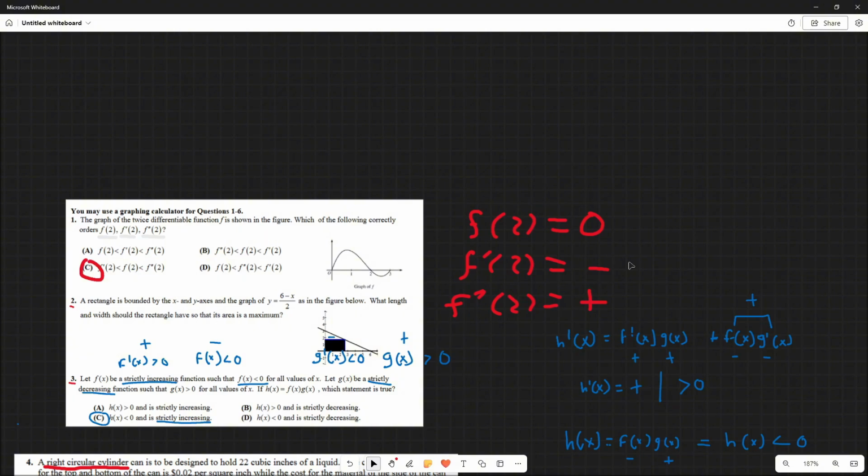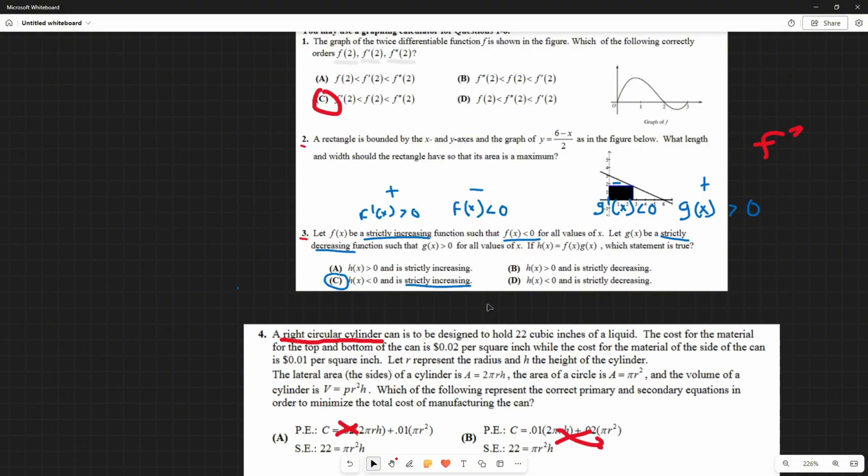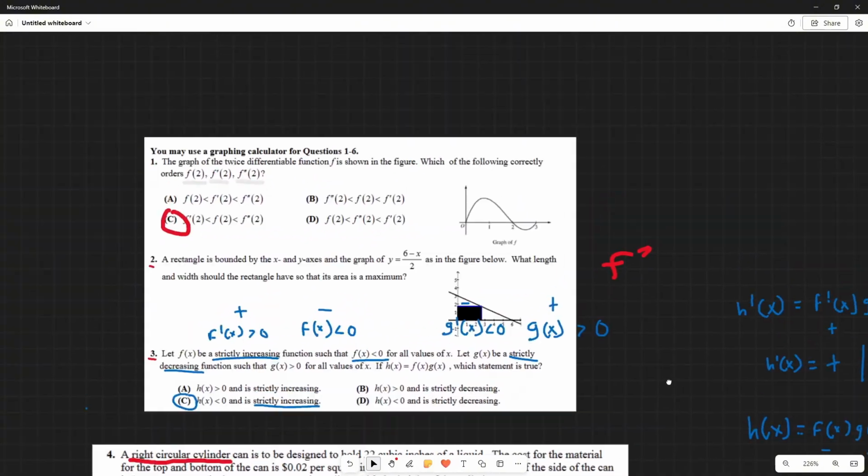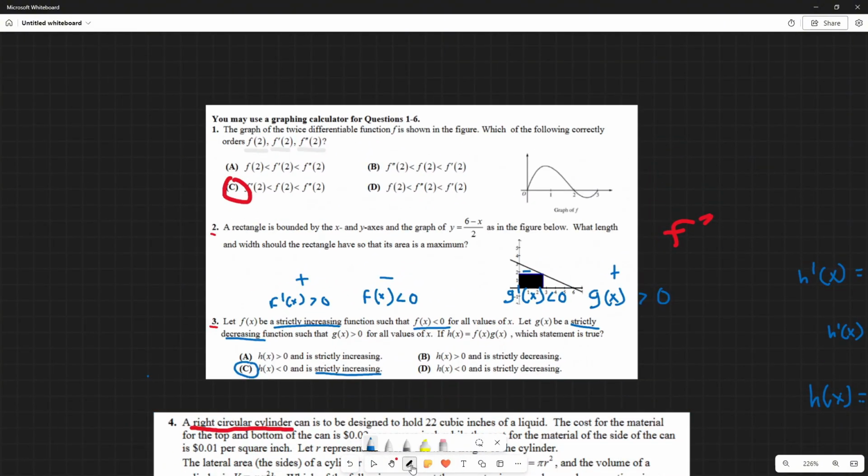And so now we can order these. f prime is negative, so it's less than 0, which is less than f double prime, and that's how you do number 1, which is C. Boom. Alright, guys, we're gonna go with number 2, 3, and then some other questions. Don't mind the lag, if there is any, but we're gonna continue with what we have.